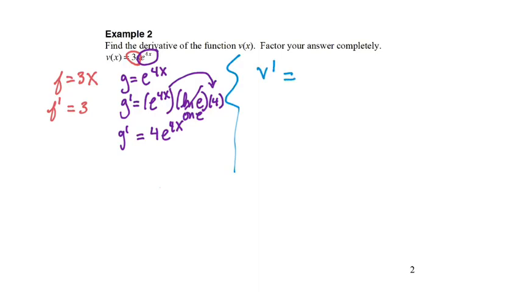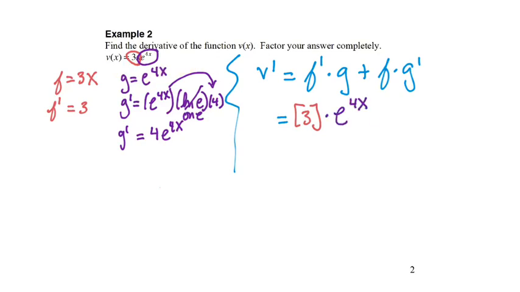So now, when I go to take the derivative of v, I'm going to use the product rule. And so the first thing I need is f prime, which we found to be 3. Then I need g, which was the original g that we identified as e to the 4x. We always have a plus sign with the product rule. Now I need f, which we identified as the first half of the question, which was just 3x. And then we need g prime, which we calculated using the exponential derivative formula to be 4 e to the 4x.